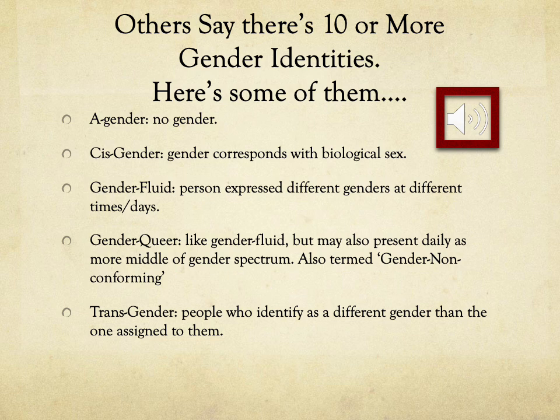Okay, so we have agender, having no gender. I go back to the neuter thing. I hate that word. That's gruesome. But anyway, cisgender, that's like people whose gender corresponds with their biological sex. I am cisgender.